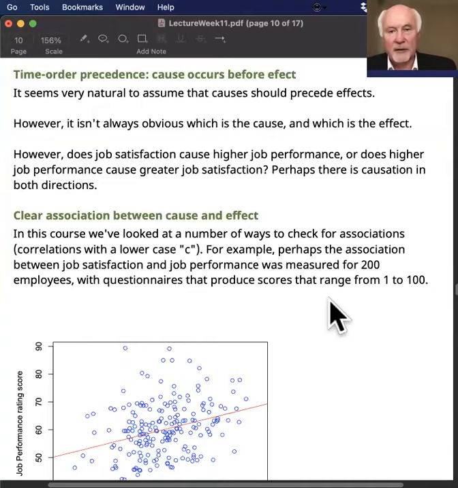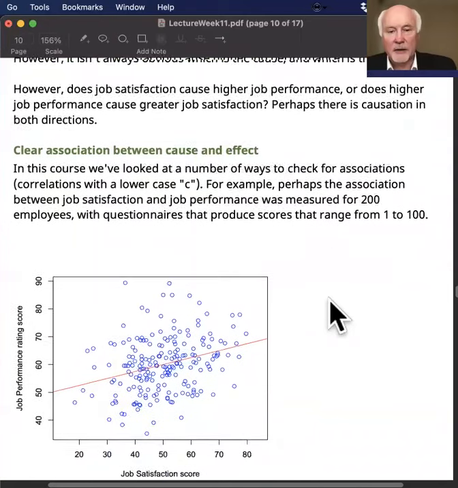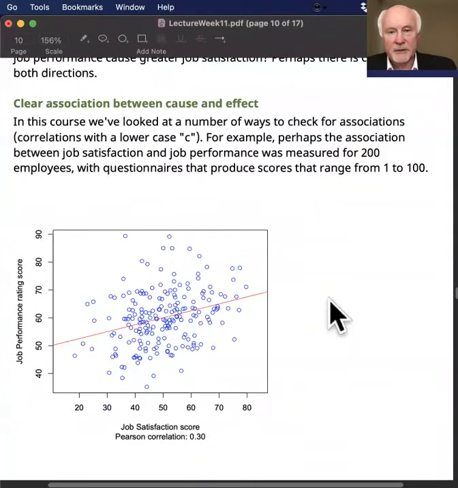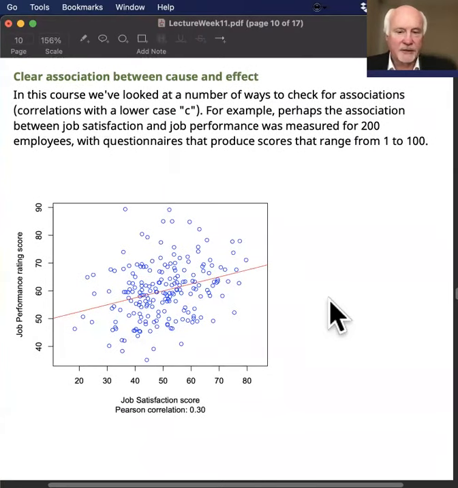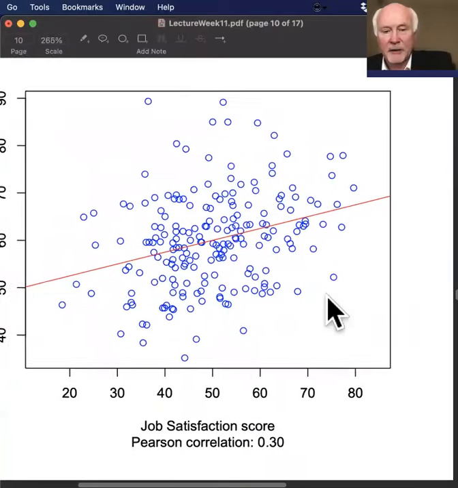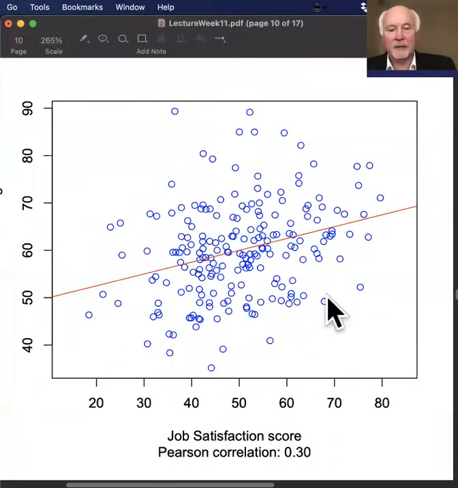I'm just going to start with something that we did fairly early on in the course, and that was that we looked at correlations between two quantitative variables. So I've got some simulated data here about the relationship between job satisfaction and job performance. This is something that is really studied in the real world by real scientists, and I've simulated data with a 0.3 Pearson correlation, which apparently is reasonably typical in these kinds of studies.